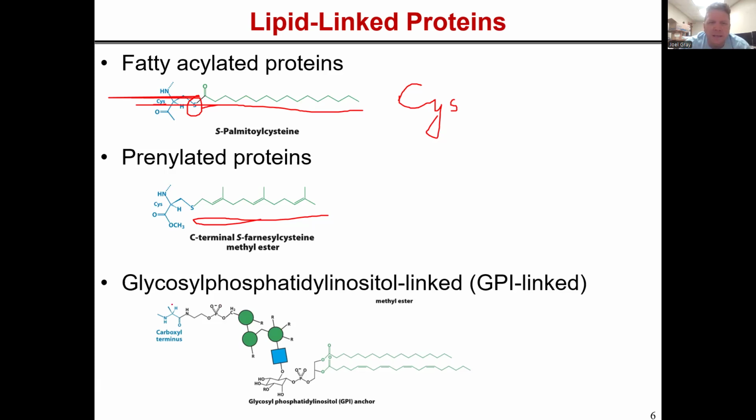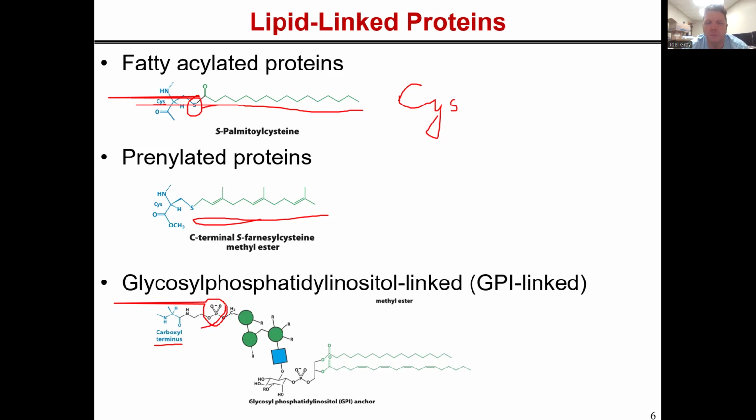Our last but not least is a GPI linked protein. GPI linked proteins are super complicated. But one thing to keep in mind with all of this is that we have our carboxy terminus. So the C terminus of our protein gets a phosphate.